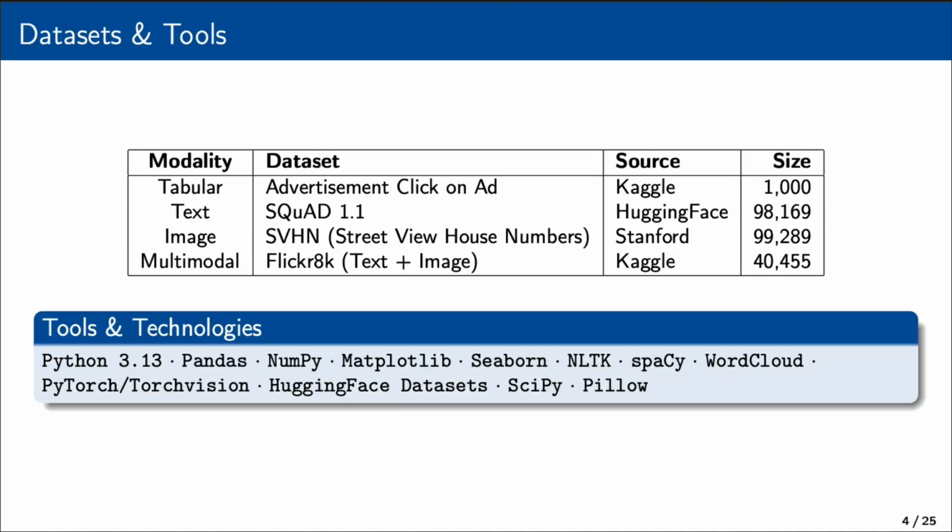Here's a quick overview of all 4 datasets and their sources. AddClick dataset from Kaggle, SWAT 1.1 from Hugging Face, SVHN from Stanford, and Flickr from Kaggle. For our tooling, we use Python 3.13 as the base environment, with standard data science libraries including Pandas, NumPy, Matplotlib, and Seaborn for general analysis and visualization. We also use other tools for text and image processing as shown here.